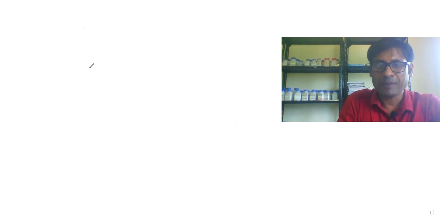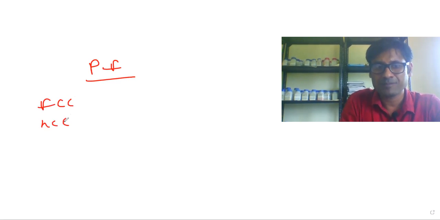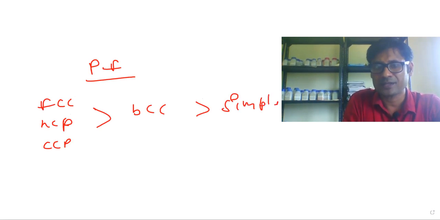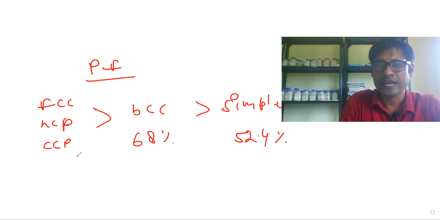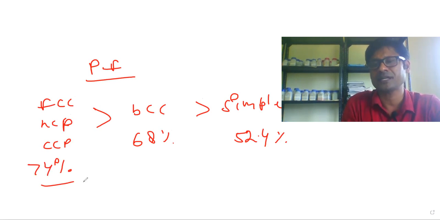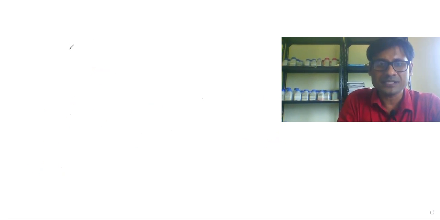It means packing efficiency is greatest in FCC, HCP, CCP, and second is BCC, and last one is simple unit cell, because the packing efficiency is 52.4% for simple cubic, BCC 68%, and FCC, HCP or CCP that is 74%. Clear? Then the next topic is density. Density of solid.